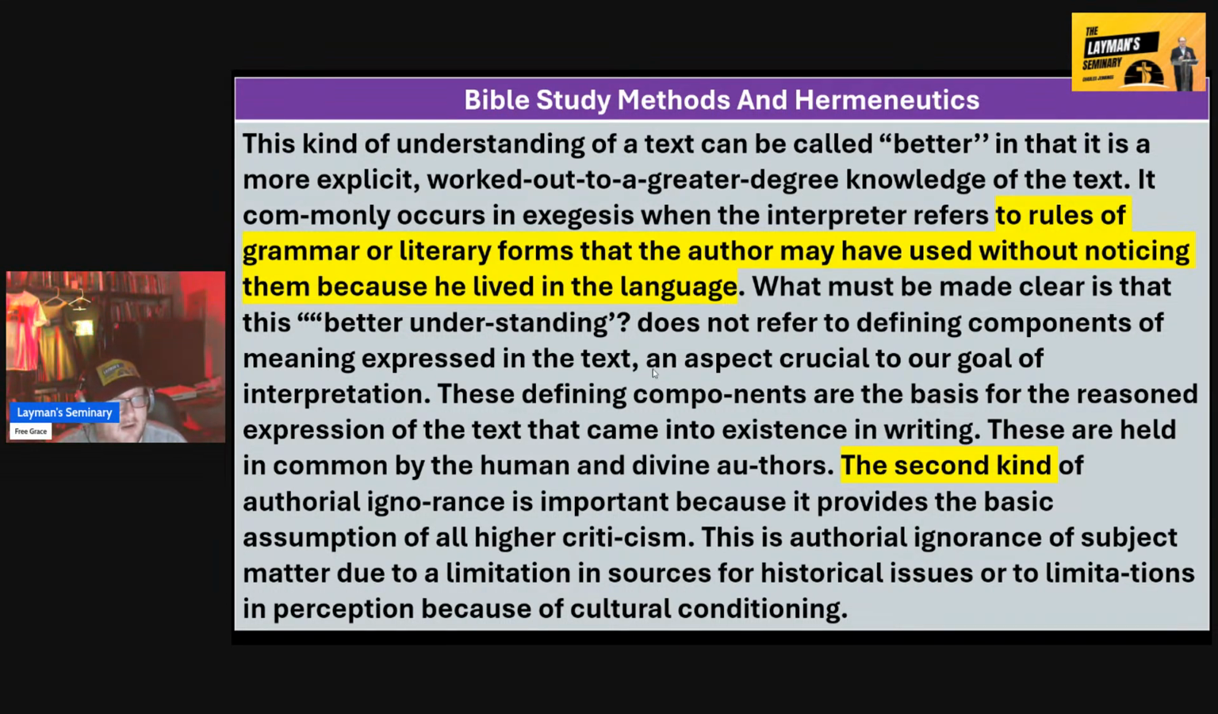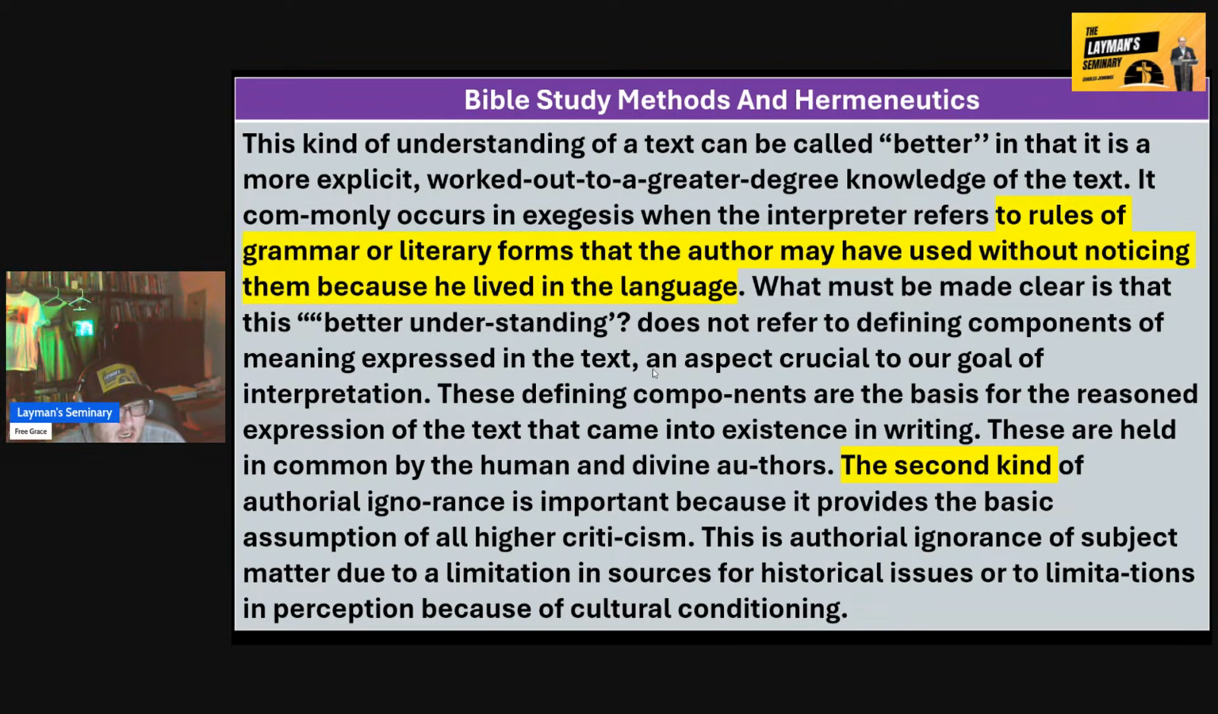What must be made clear is that this better understanding does not refer to defining components of meaning expressed in the text, an aspect crucial to our goal of interpretation. These defining components are the basis for the reasoned expression of the text that came into existence in writing. These are held in common by the human and divine authors. The second kind of authorial ignorance is important because it provides a basic assumption of all higher criticism.